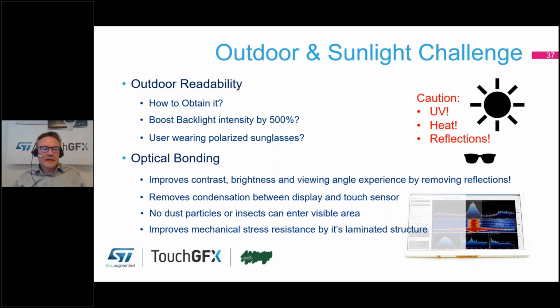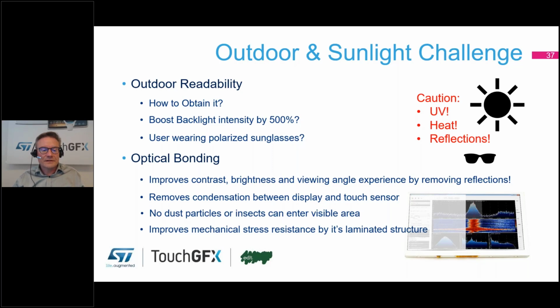So the way to overcome that is most often, you can take a transflective display, a transflective TFT display. They are out there, but the number of panel suppliers is fairly limited. Hence, the prices are also quite in the high end. So the most common way is to do the optical bonding.